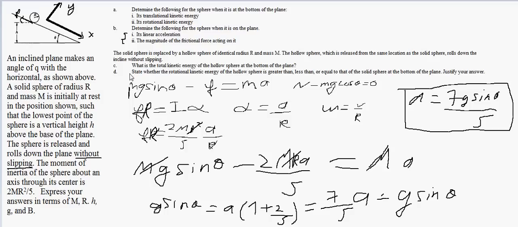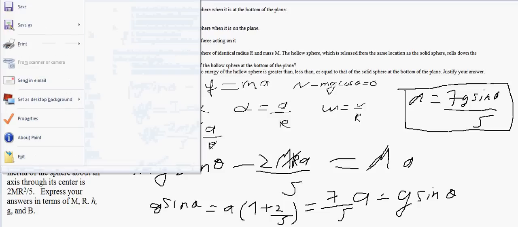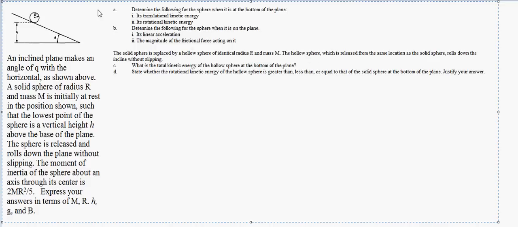They are conceptual questions. Now, it's saying that the solid sphere is replaced by a hollow sphere of identical radius R and mass m. Let me delete everything and go to a new page. The hollow sphere, released from the same location as the solid sphere, rolls down the incline without slipping. What is the total kinetic energy of the hollow sphere at the bottom of the plane?